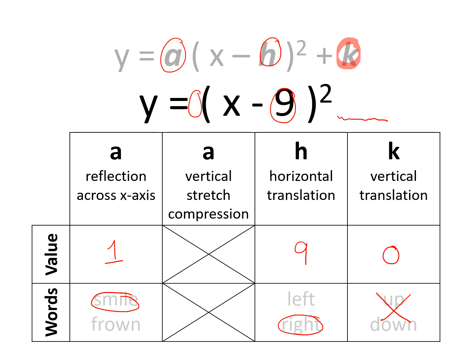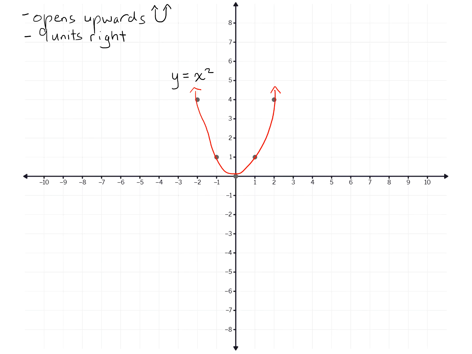In conclusion, our newly transformed parabola will be opening upwards or smiling, moved 9 units to the right, and neither moved upwards or downwards. According to our instructions from before, our newly transformed parabola should be opening upwards or smiling, and it has to be moved 9 units to the right. I'm going to begin by moving my vertex 9 units to the right.